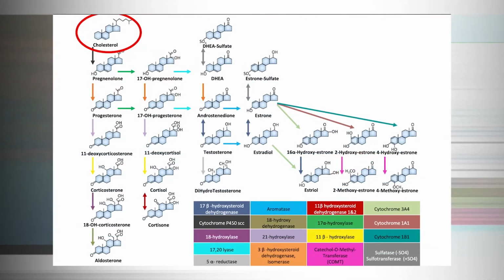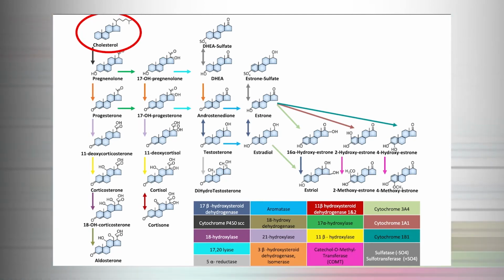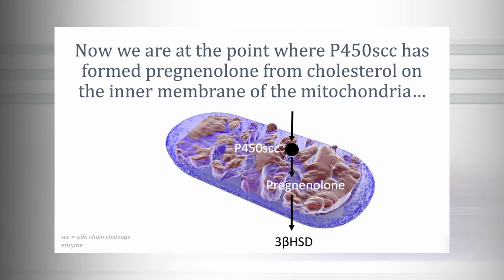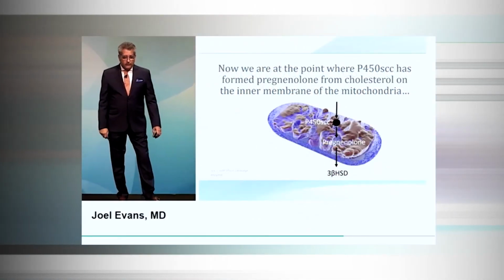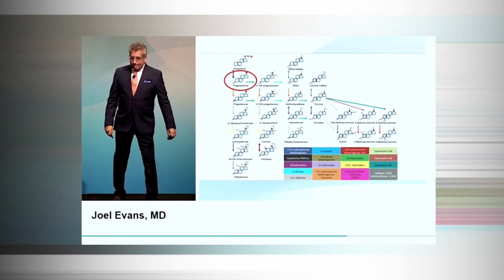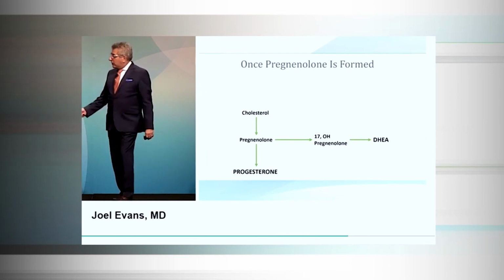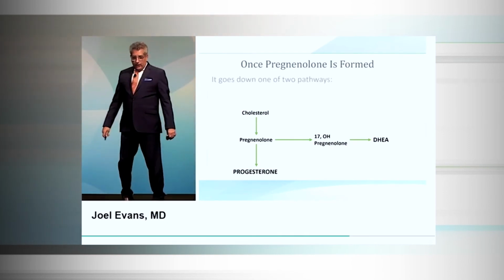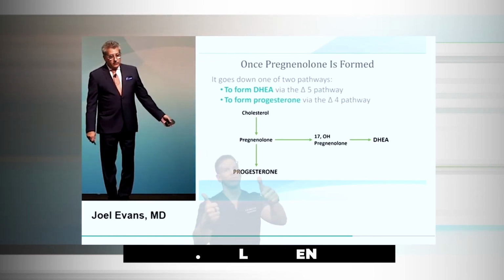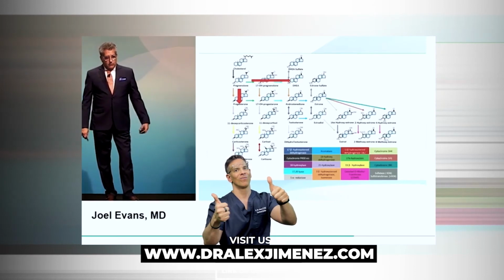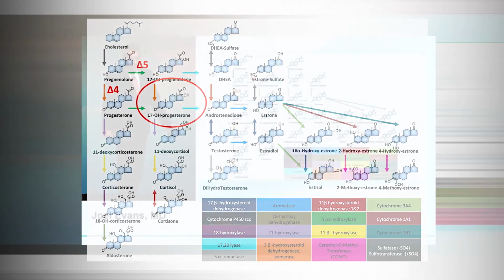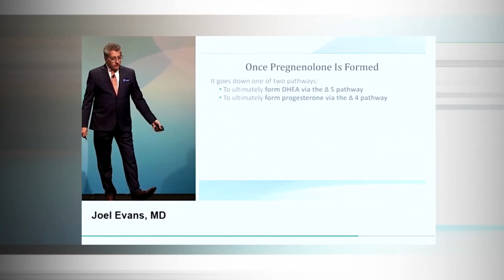So the walkthrough, we start with cholesterol. And then you're going to see we go to pregnenolone. But the way we get to pregnenolone is through the mitochondria, through the inner membrane of the mitochondria. That's the rate-limiting step. That enzyme is called P450-SCC, and that forms pregnenolone. We have to form pregnenolone. Once we form pregnenolone, we can either go down to progesterone or make DHEA. And if we're making DHEA, it's arbitrarily called the delta 5 pathway, progesterone the delta 4 pathway. So the body makes a choice based on where we are, which tissue. So again, 2 different pathways, 5 or 4.